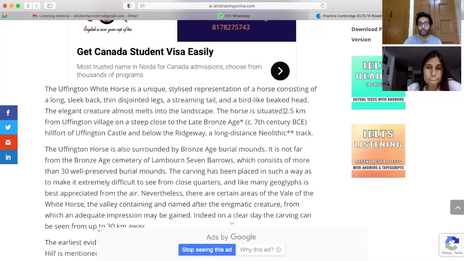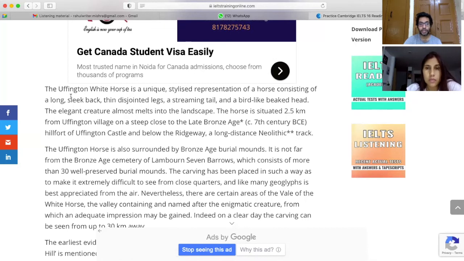Now, where is it situated? It is 2.5 kilometers from Uffington village, on a steep slope close to the late Bronze Age, 7th century before Christ, at the foot of Uffington Castle. So it is near Uffington Castle and near Uffington village. And it is below the Ridgeway. What is the Ridgeway? It's a Neolithic track.